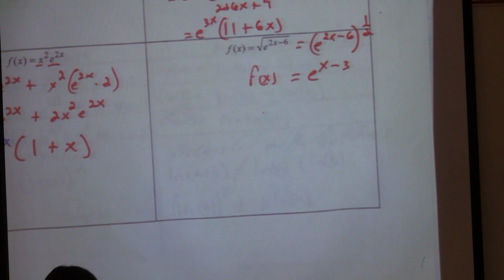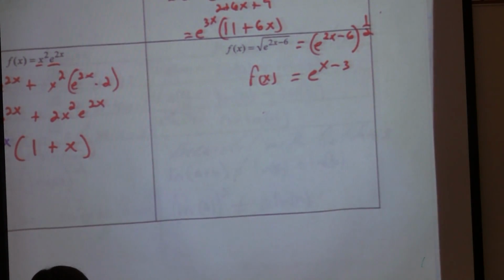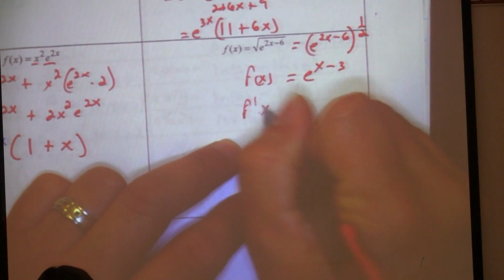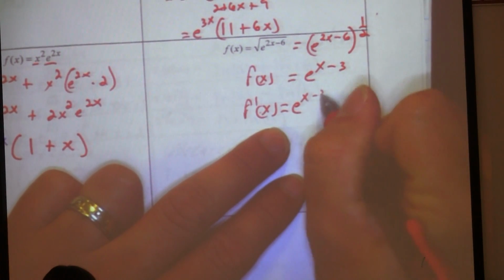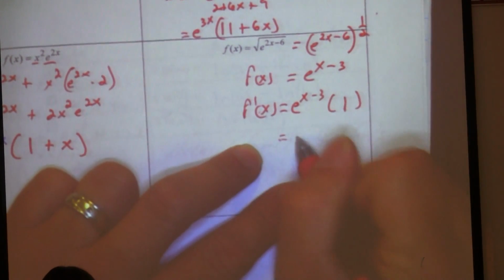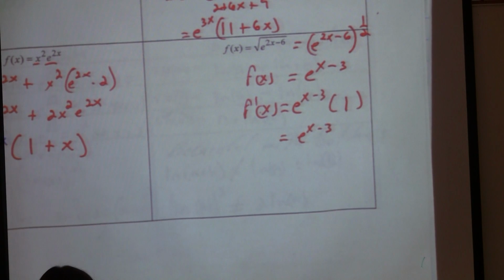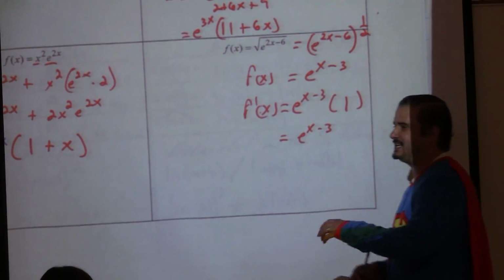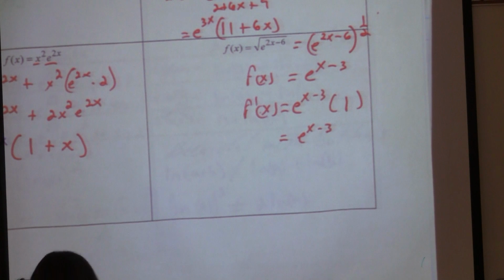So sometimes you want to apply some properties or some laws of exponents to simplify the problem before you get started, right? So now let's find the derivative. What's that guy going to be? e to the x minus 3 times 1. Oh my god, so we just get the same function again? How weird. So the derivative, the slope generator, is exactly the same as the original function. How cool is that?